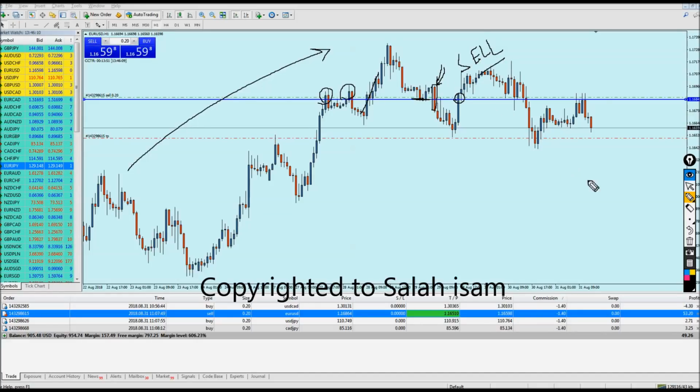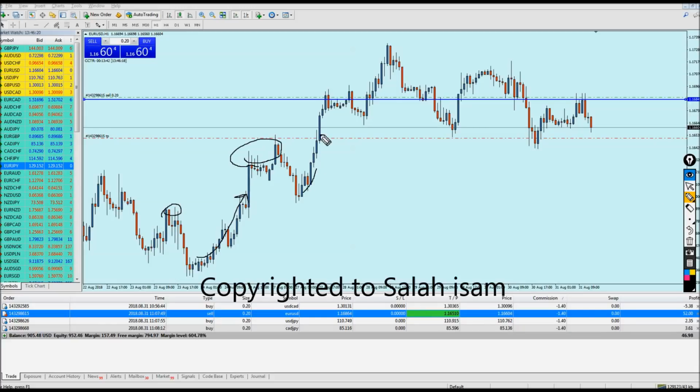Why can't you do that? Because as I said, the direction is up. The market is going up. Look at the past: this resistance has been broken out, this resistance has been broken out, this resistance has been broken out. So you need to wait and see what the market is going to do.